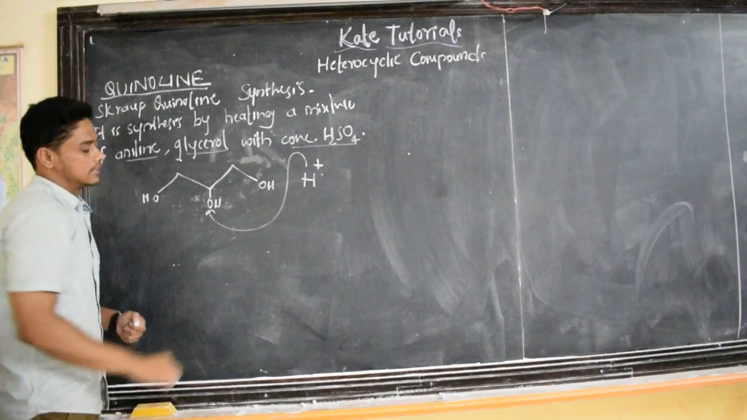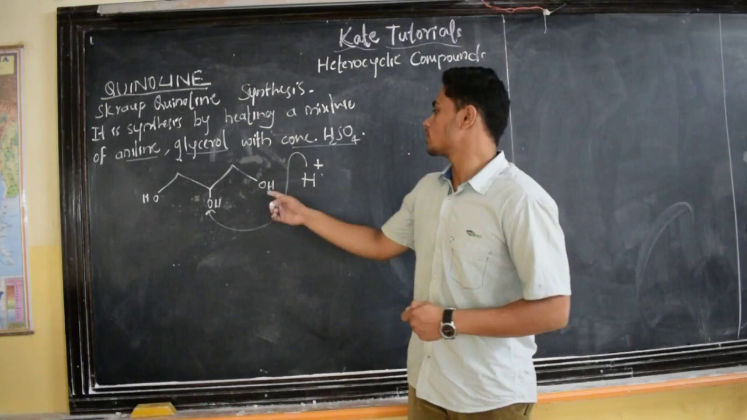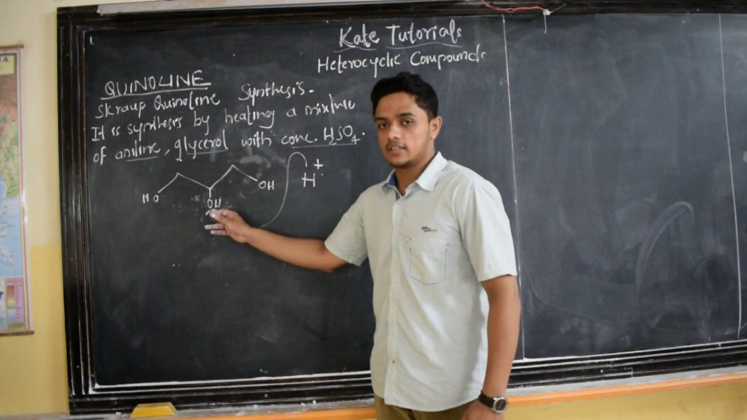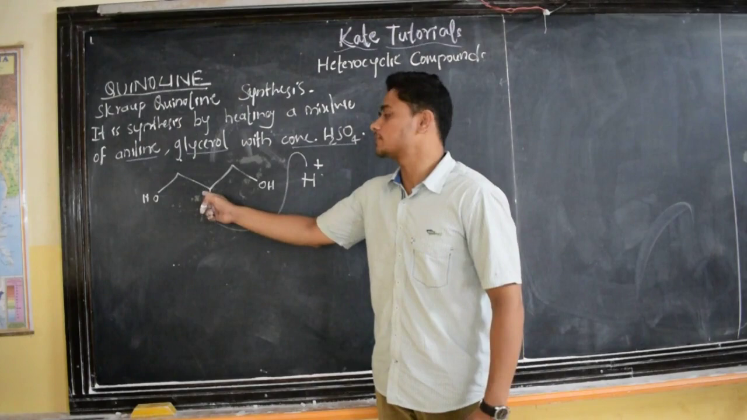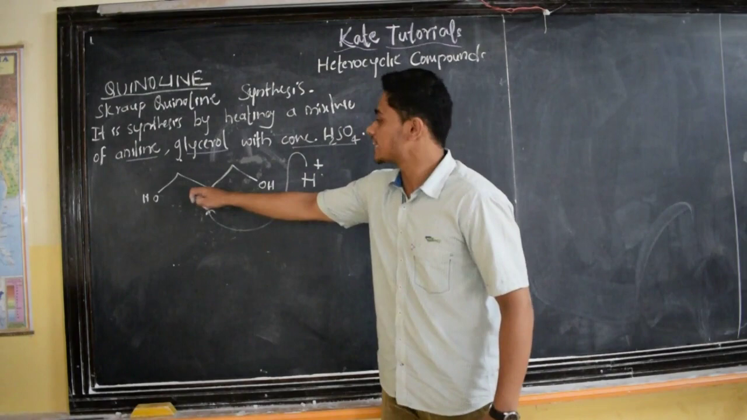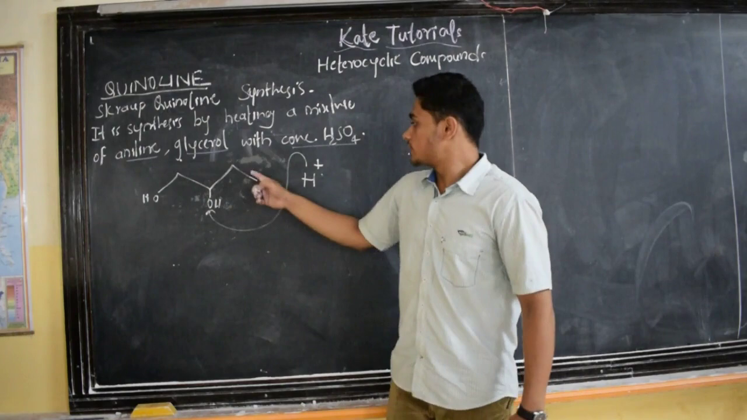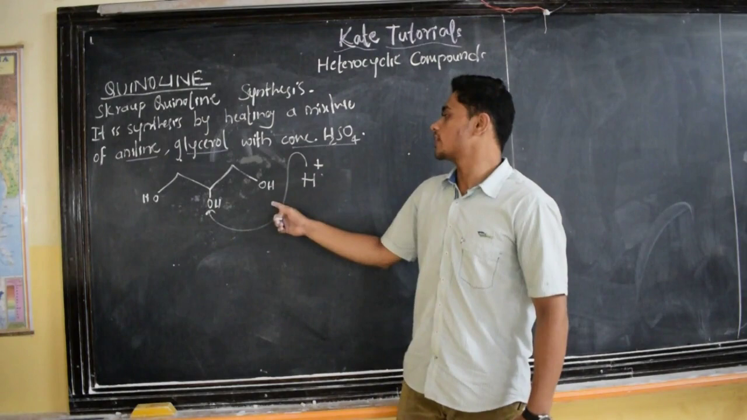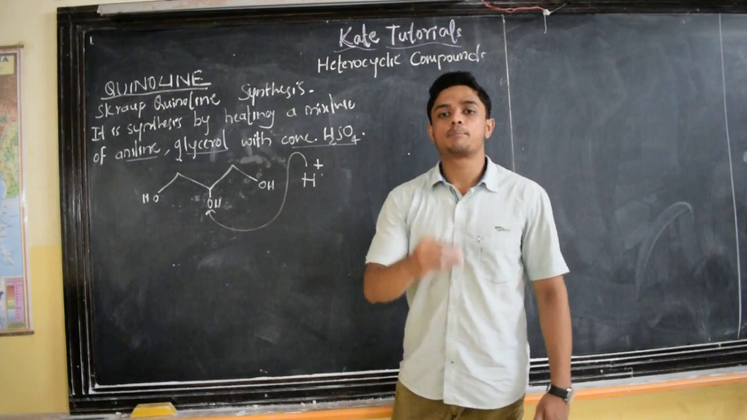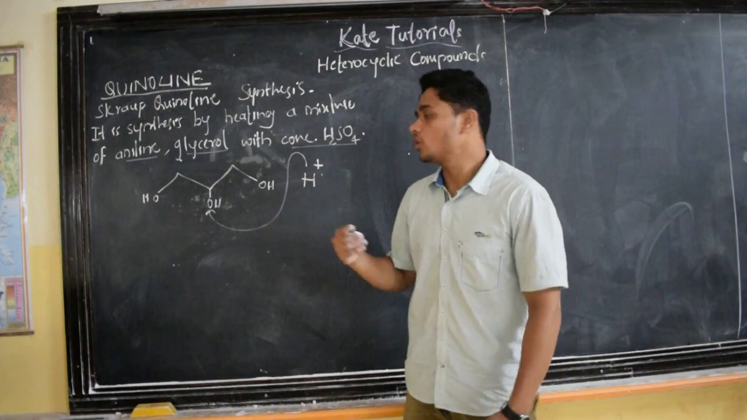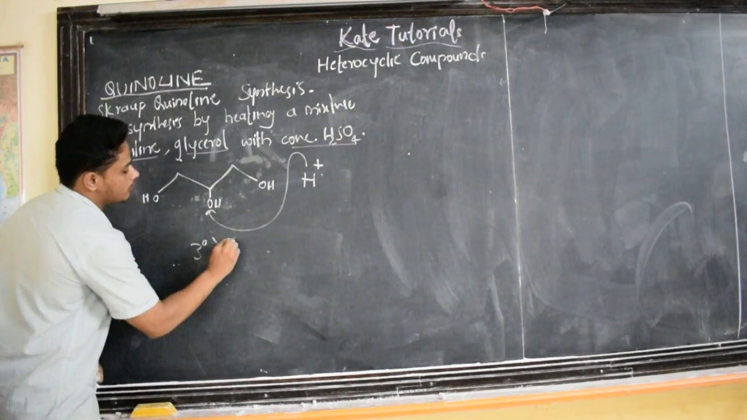Then the question arises, why attack only this oxygen? Why not these two oxygens? The simple answer is, if it attacks this oxygen, it gets positive charge, so it takes this electron density and this carbon gets positive charge. This carbon is a secondary carbon, so it will be a little stable. If instead the H plus ion attacked the terminal oxygen, the carbon getting the positive charge would be primary. Primary carbocations are unstable compared to secondary carbocations. The stability order for carbocations is tertiary more stable, followed by secondary, followed by primary, because of the plus I effect of the neighboring groups.